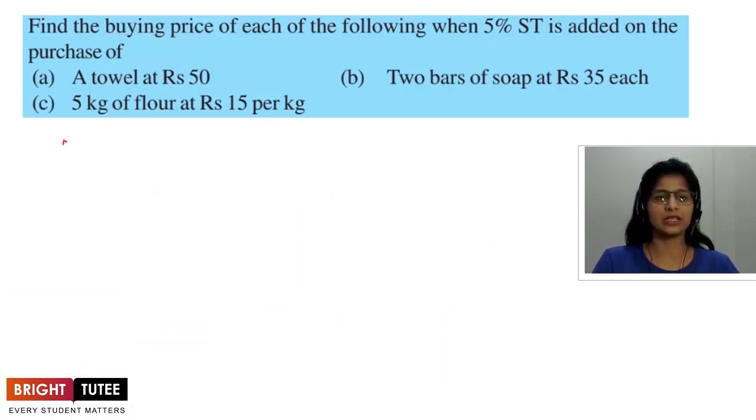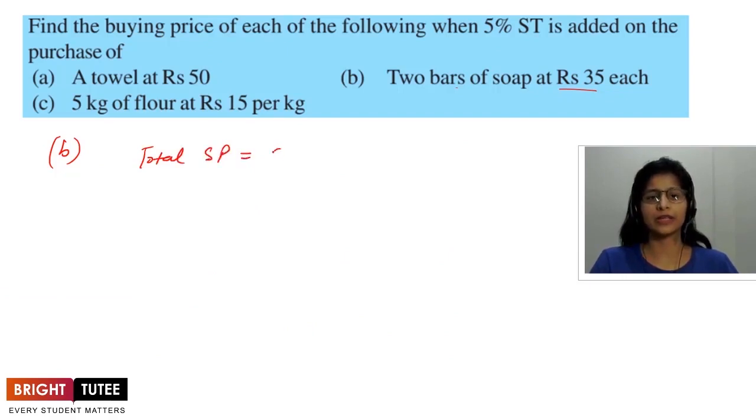In the next, what we have to discuss in B part, that 2 bars of soap at rupees 35 each. The bar of soap is 35 each. So total selling price of the soap will be 35 into 2, that gives you rupees 70, right? Because the ST, sales tax, is on selling price. So selling price total here is 70. So what will be the sales tax? It is 5%.